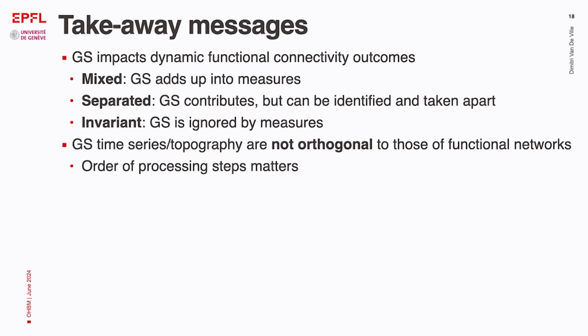Secondly, neither the global signal time course nor the global signal topography is orthogonal to the time course or the spatial patterns of our functional networks. And so that means that if you have global signal regression, actually the order of your processing steps does matter, because regressing out global signal will take away part of the expression of the functional networks as well.